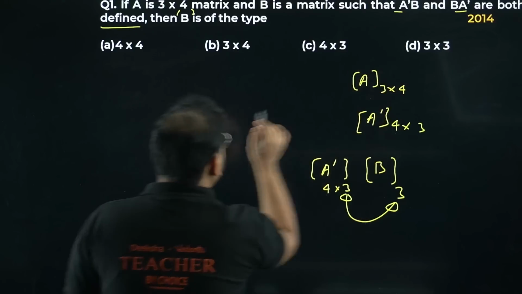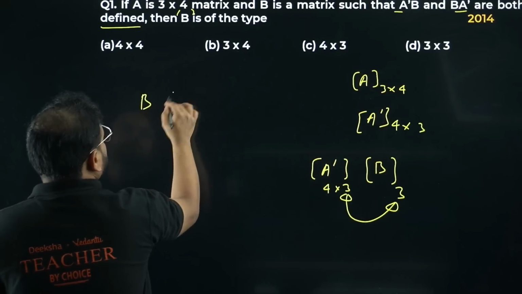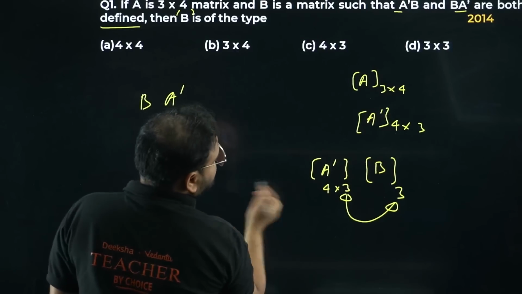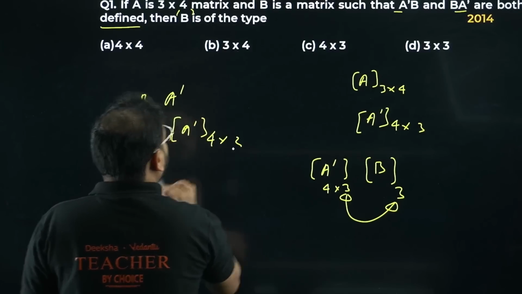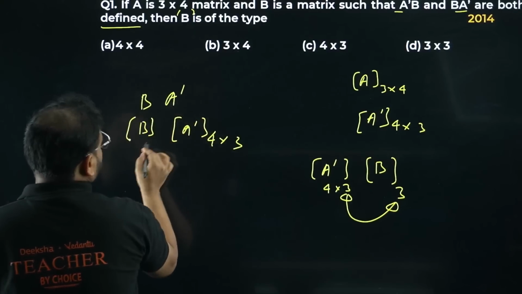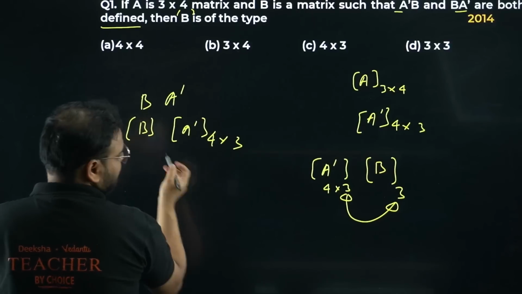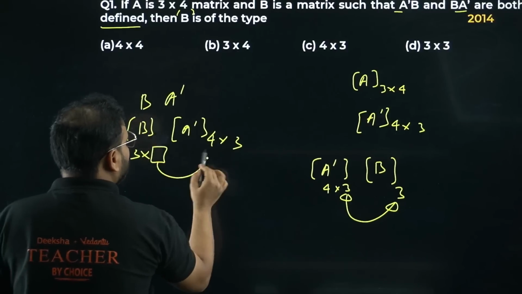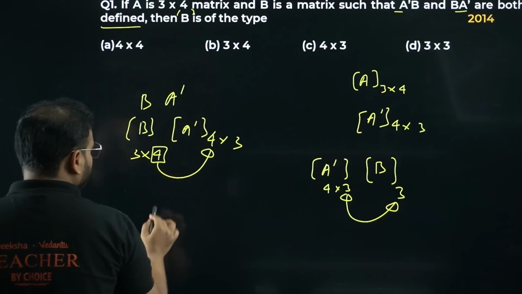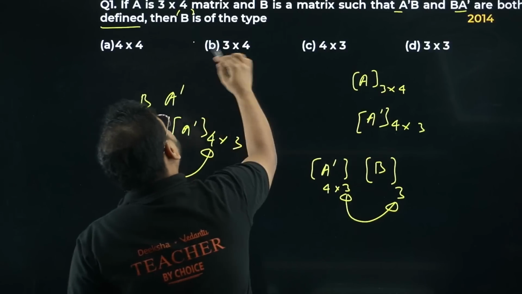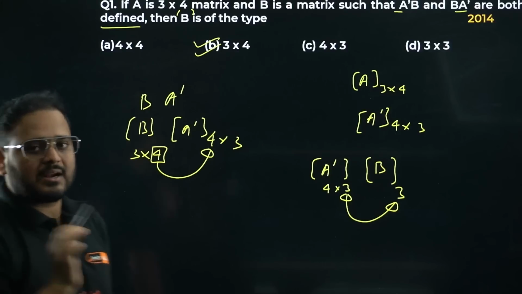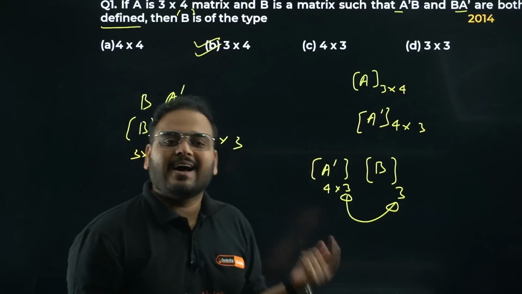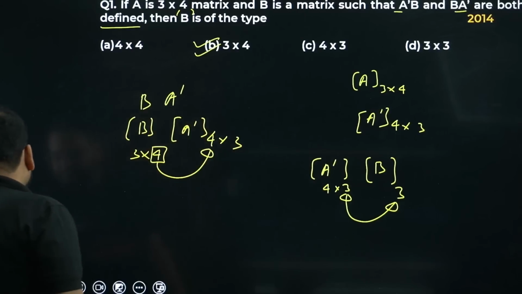Now if I write, bacha, B A dash, we already have A dash as 4 cross 3. Then of course in the case of B, I already know this value is 3, so this box should have the same value as 4. Hence I am getting the order of B as 3 cross 4. Option B is correct. I have taken a little more time, but if you see the question, you can quickly get the answer as 3 by 4. Okay, chaliye.